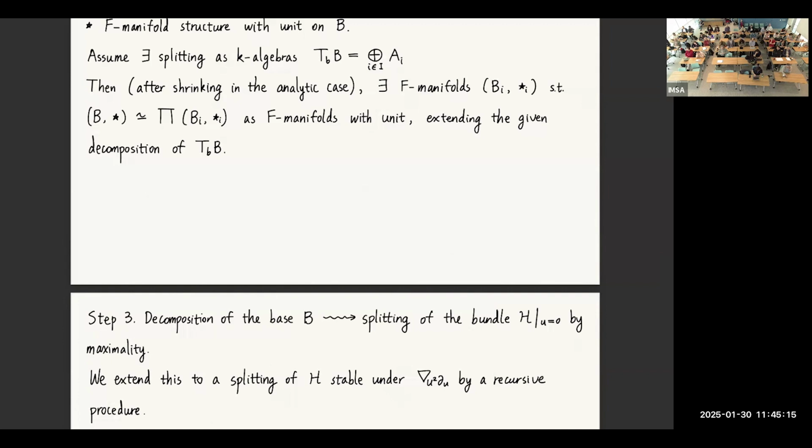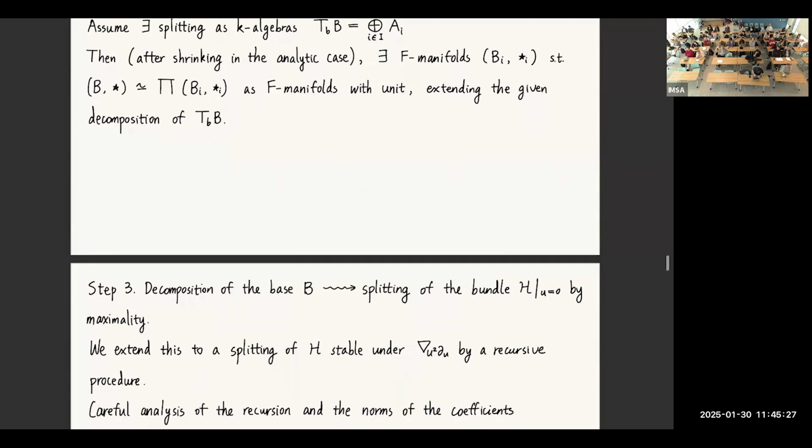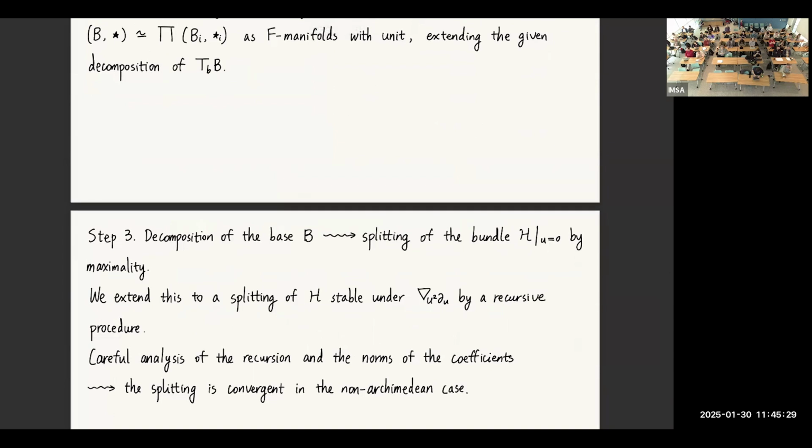Again, by some other recursive procedure, we get a splitting of this bundle stable under this nabla in the direction u squared d/du by a recursive procedure. And in the non-archimedean case, we have to again look at the recursion and the normal coefficient to see that the splitting converges, because we have another recursive procedure here, and we have to show that it's convergent also in the non-archimedean case.